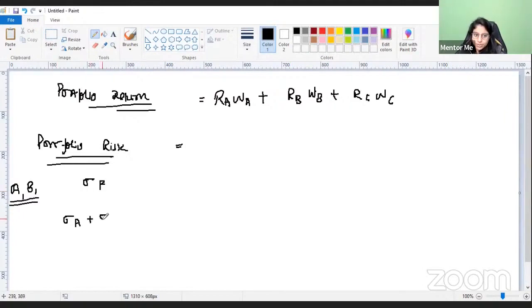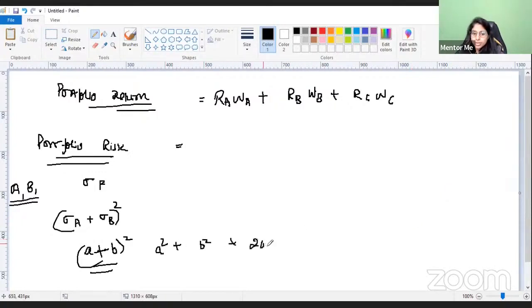So what we will be doing is, we will be taking both of them, we'll add them up and do the square. It's a square because we are taking variance. Okay, so here you need to remember some mathematical function that we studied, that is (a plus b) square. What is (a plus b) square? a square plus b square plus 2ab, remember? Yes. So we are going to do a similar thing here in order to calculate the portfolio risk.